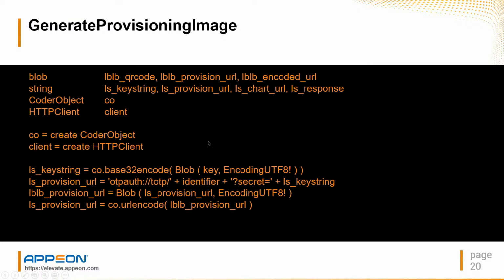The identifier, I don't show it being put together here, but the identifier, remember, is the name of the application, a colon, and then the user's ID, in this case, the email address. So we put that whole string together. We need to URL encode that, and once again, the coder object comes to our rescue. It has a URL encode function. So we convert it once again to a UTF-8 blob because that's what the URL encode function is looking for. And we get back the URL encoded version of that string.